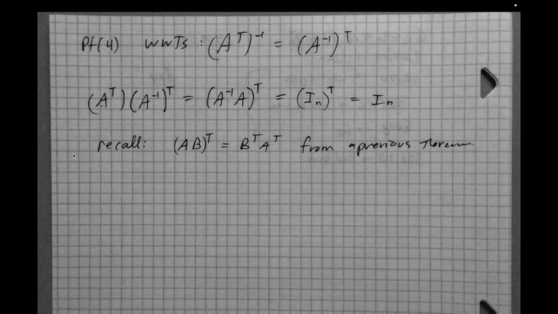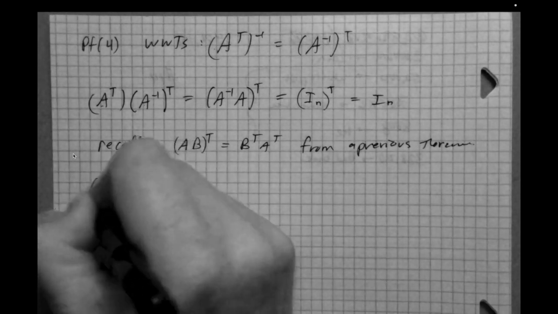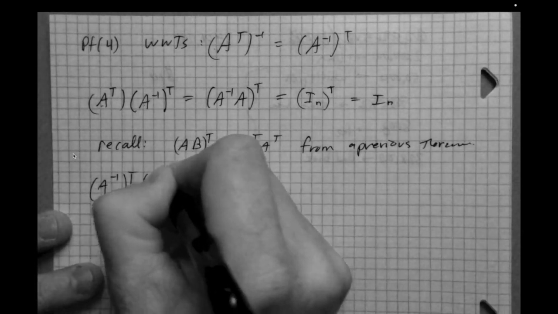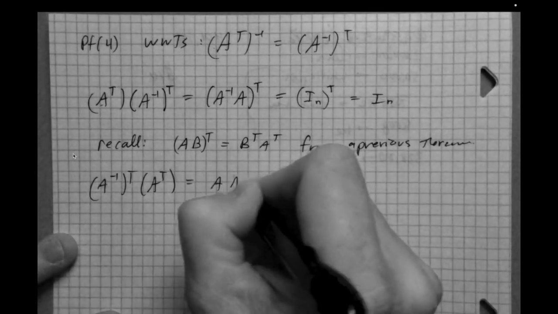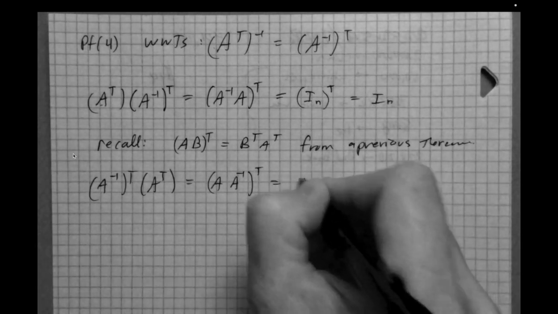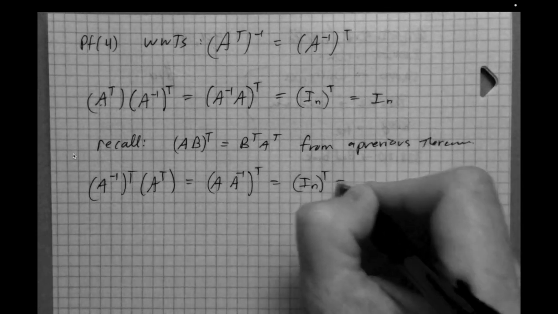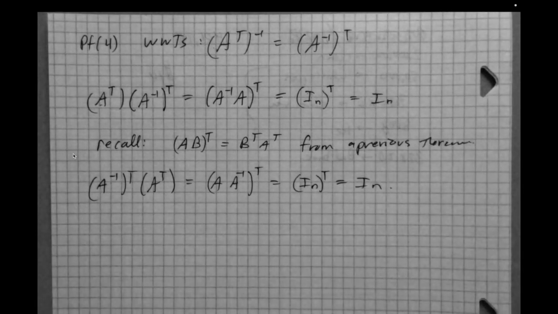And the order doesn't matter here, right? You can flip the order the other direction as well, and you'll get the same thing. Okay, so namely A inverse transpose times A transpose. Well, that's just A inverse transpose, which is the identity matrix, transpose, which is the identity matrix. So that one works. Okay, very good.